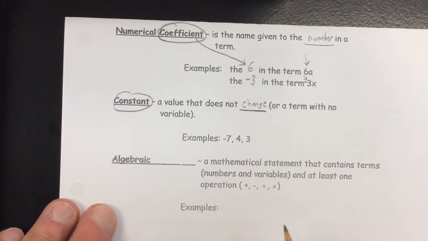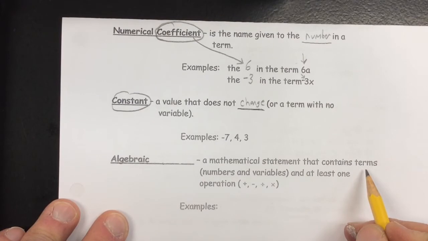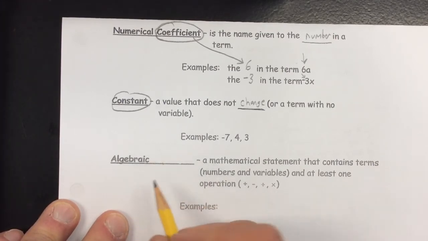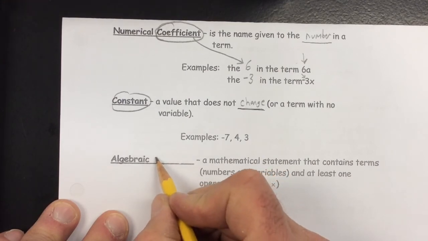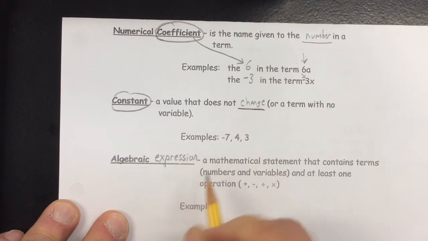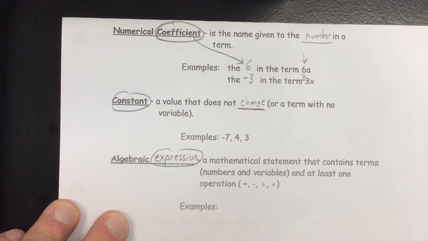And then we have the definition, a mathematical statement that contains terms, numbers and variables, and at least one operation. And of course, they could contain more than one operation. These are called an algebraic expression. An algebraic expression is a math statement that contains numbers and variables and at least one of these operations, and probably more.